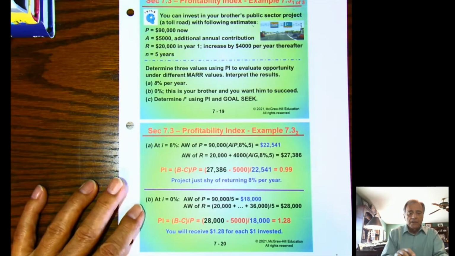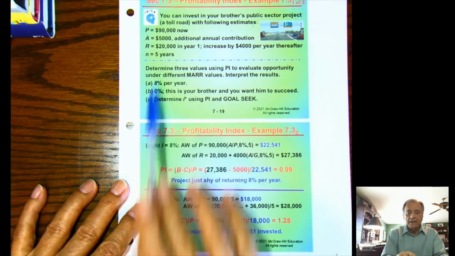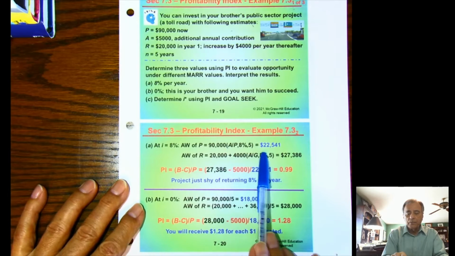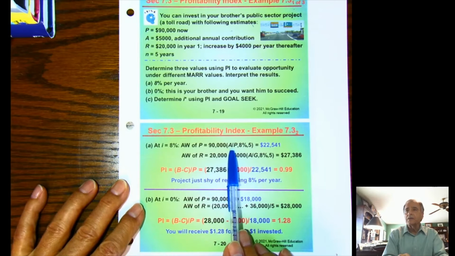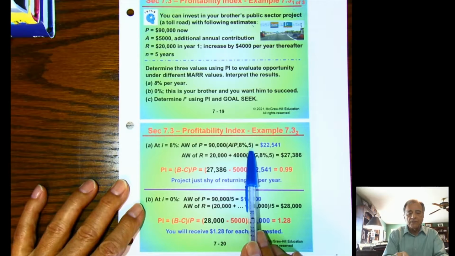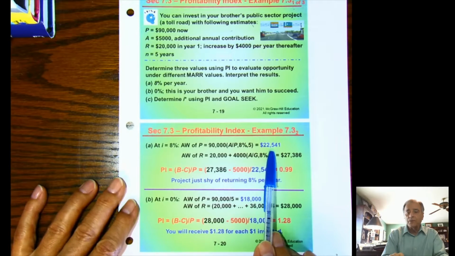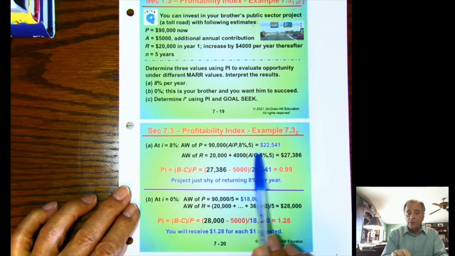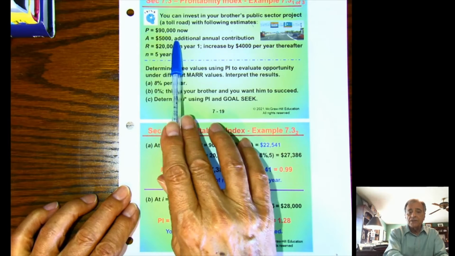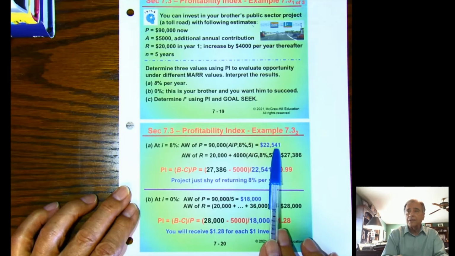So the annual worth of the initial investment of $90,000 is 90,000 times A given P, 8% for 5 years. And that turns out to be $22,541. And we also, don't forget, have an additional $5,000 annual cost. So that has to be added to that to get our total annual cost.